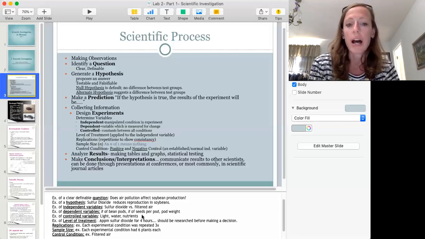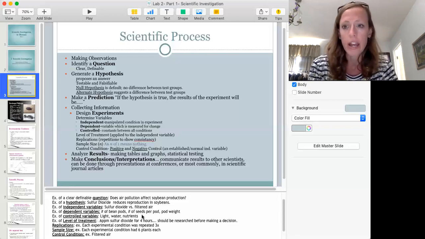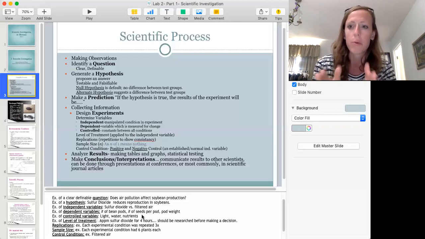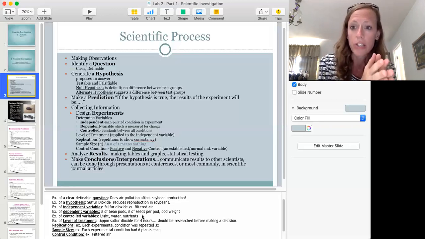And then you will have controlled conditions in every experiment. You need to hold everything else in the environment of these soybean plants constant so that you really focus on the one thing that you change, the independent variable.